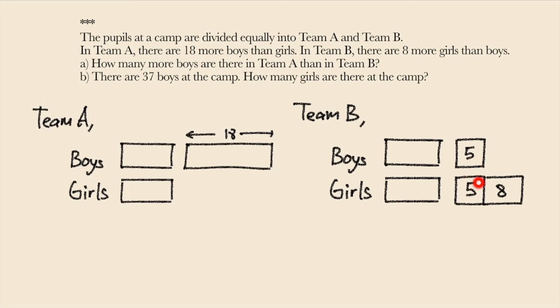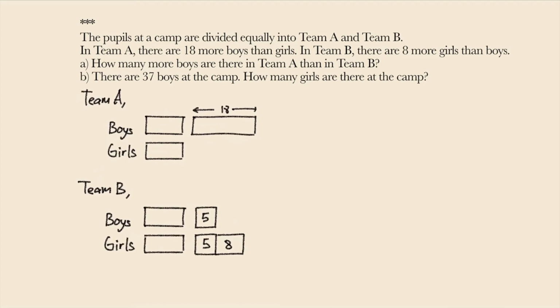Now, where did I get this from? Bearing in mind that the camp was equally divided, the teams had equal numbers of students. So if this is 2U plus 18, Team B must also total up to be 2U and 18. All I had to do was redraw that portion representing 18 and make it look like there were 8 more girls than boys. The way you do it is write an 8 here and what's left behind is 10, and that's going to be split equally into 2, so that's 5 and 5.